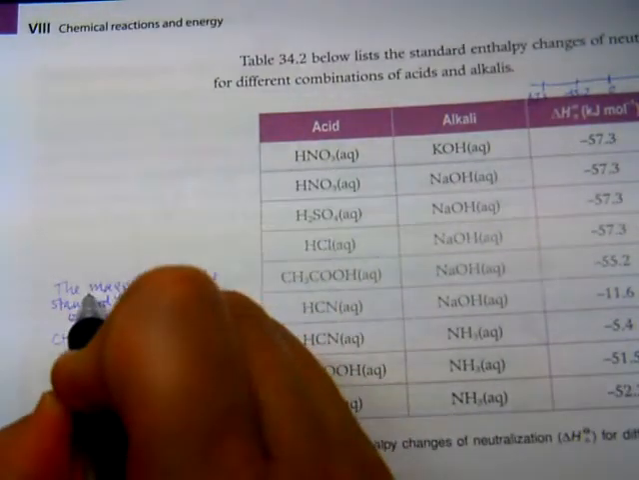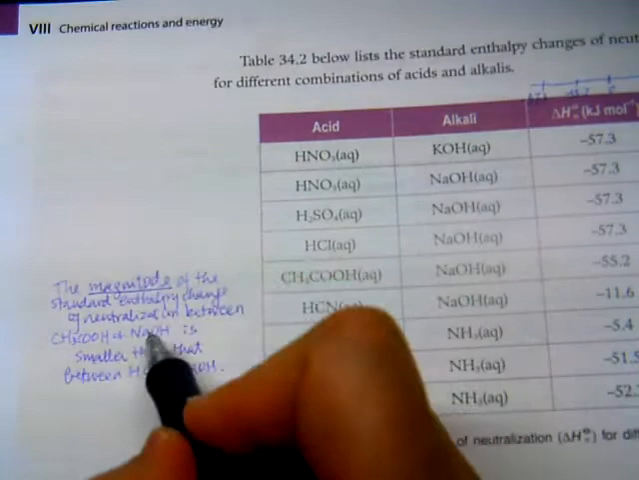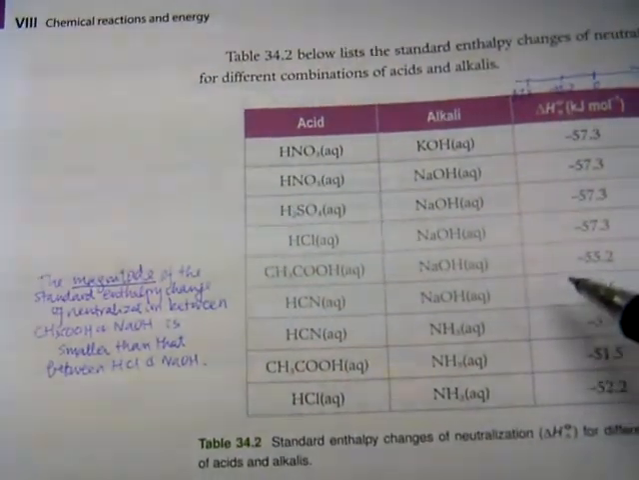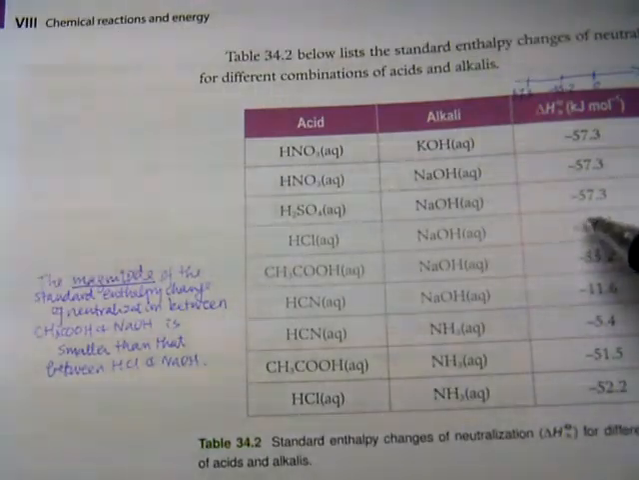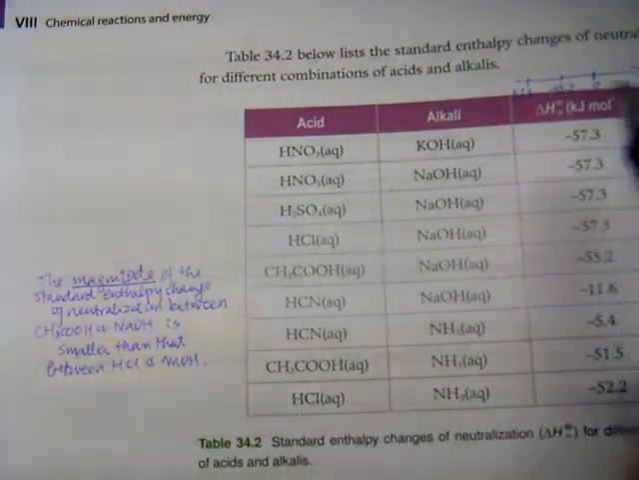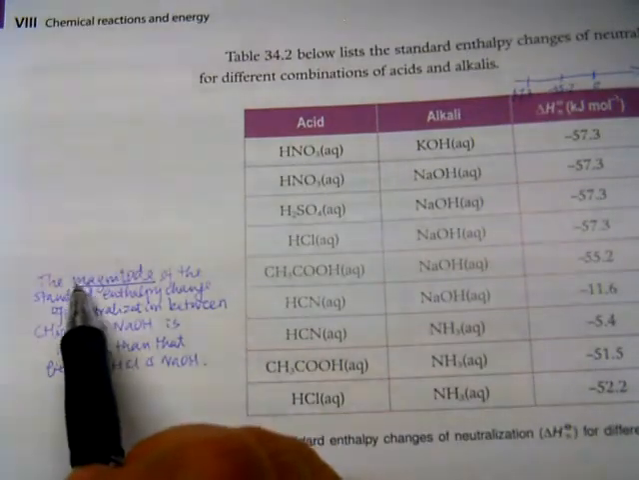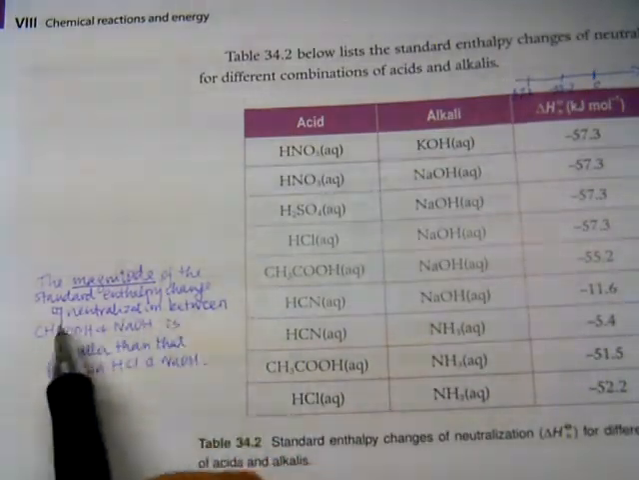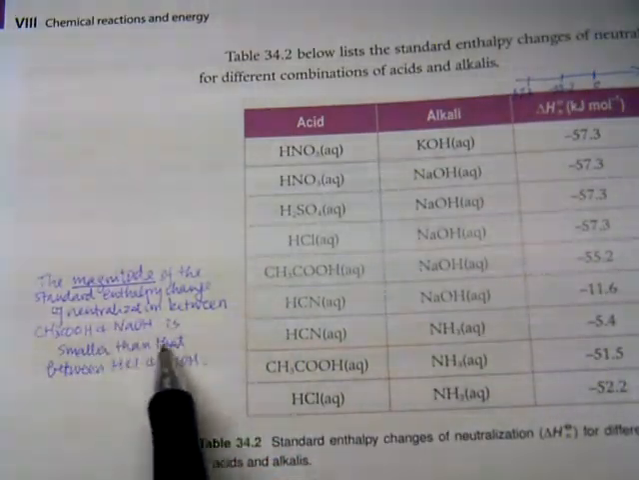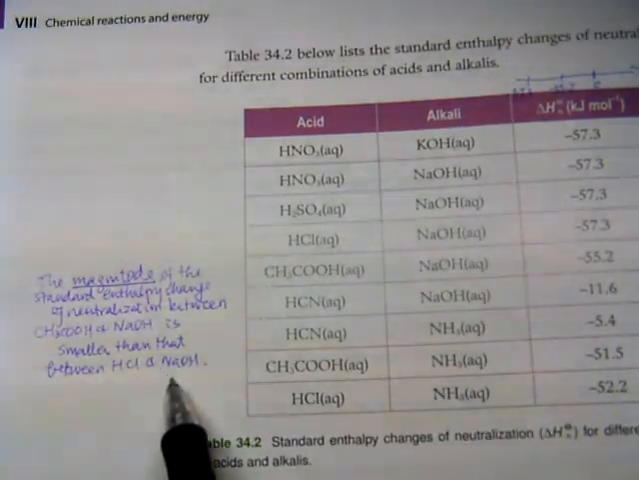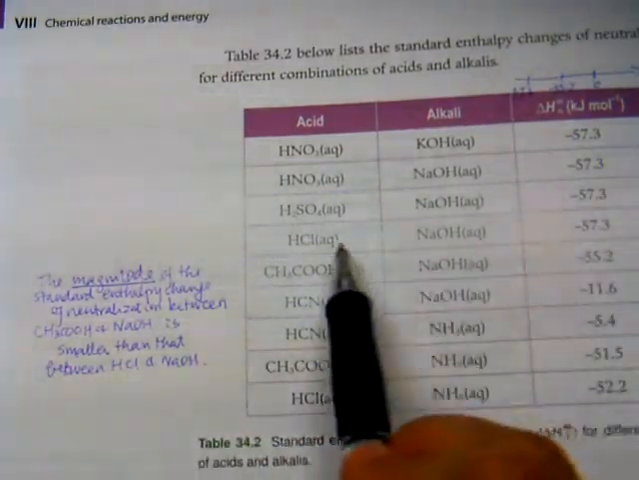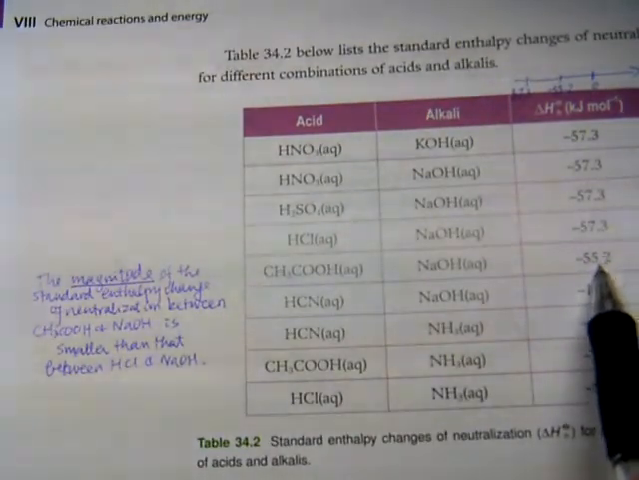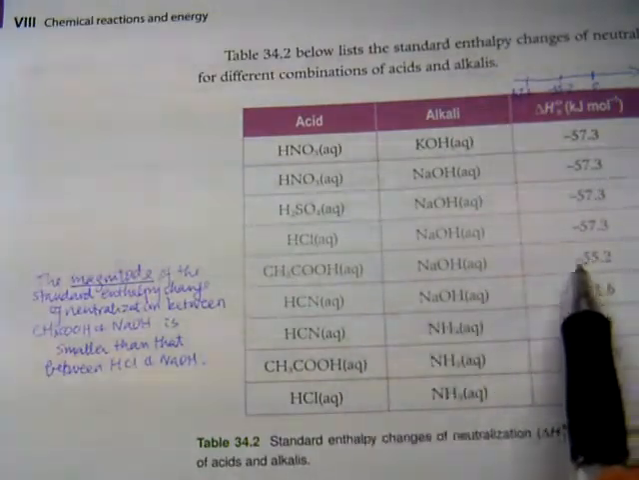You need to add this term, magnitude, 數量, because we don't want to compare the negative sign, because all have negative signs. We only want to compare the number. So in writing English, please add the magnitude: the magnitude of the standard enthalpy change of neutralization between ethanoic acid and NaOH is smaller than that between HCl and NaOH. We need to explain why the magnitude of the standard enthalpy change of neutralization in this situation is smaller.